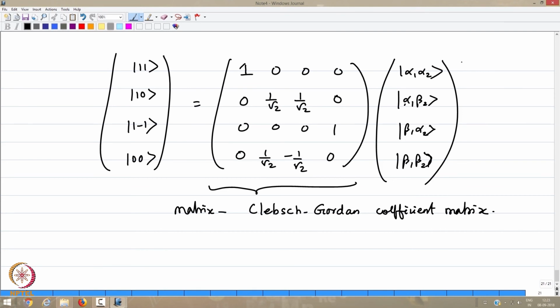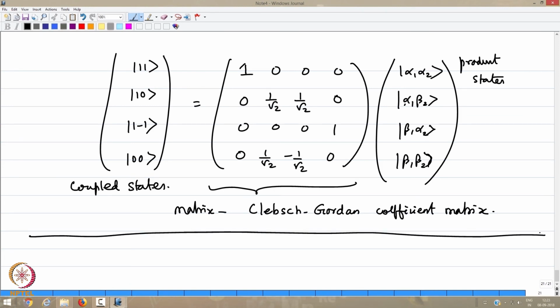Which connects product states to coupled states. We will see what its impact is in the coupling between the two electrons, and the fundamental principle that was first stated by Wolfgang Pauli as the principle of antisymmetry, when the two electrons are exchanged. Whatever we have done will have strong implications on that.